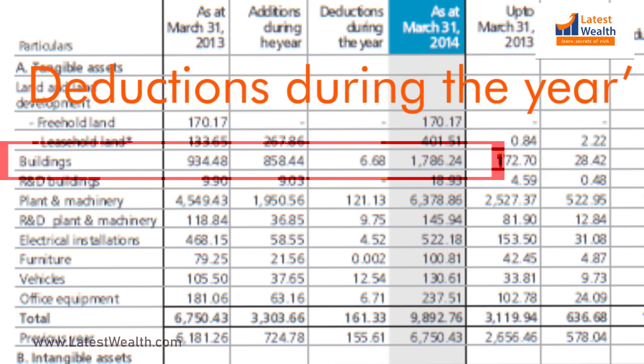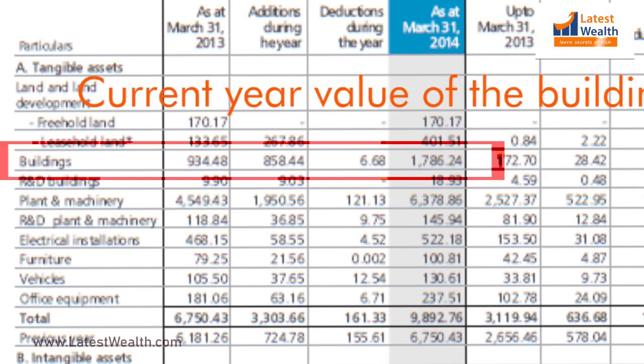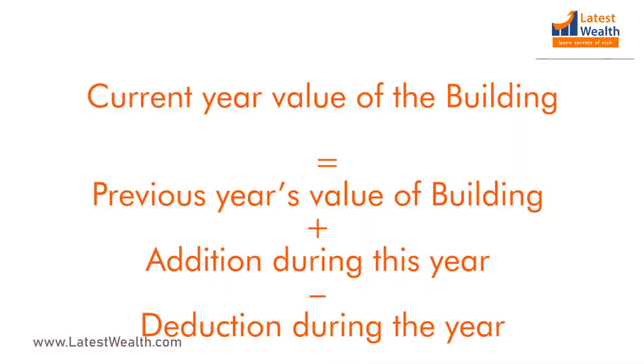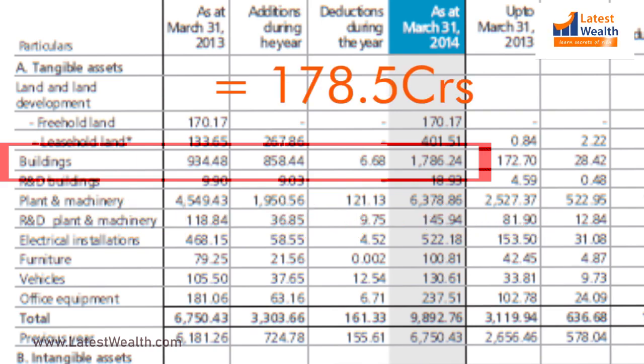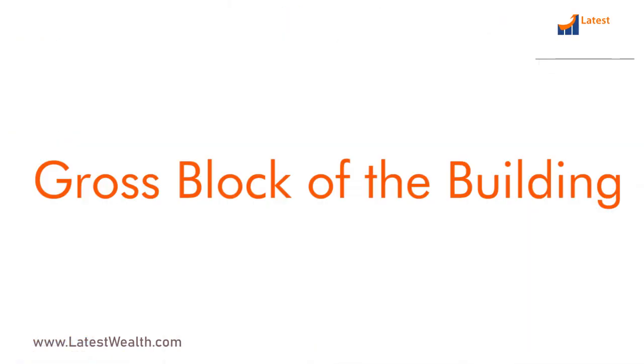Hence, the current year value of the building is very simple: previous year's value of building plus additions during this year minus deductions during the year. In numbers, the previous year's value is 93.4 crores, plus added 85.8 crores, minus deducted 0.668, so the total value of building would be 178.5 crores. You can notice this number highlighted in blue in that image. Do you remember, this is the gross block of the building?